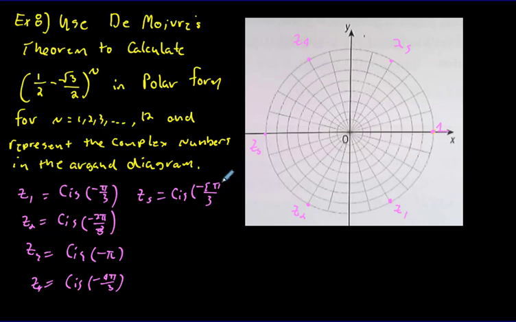And then z of 6. We're taking this to the 6th power. It's cis of negative 2 pi. And that gets me right to here. So this point right here, 1, that's z of 6. Now they set up to 12. I think they made an error in the example.